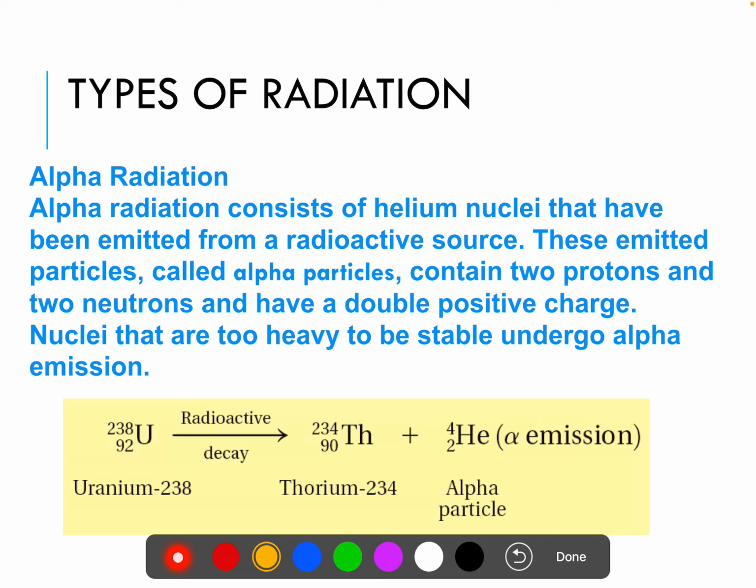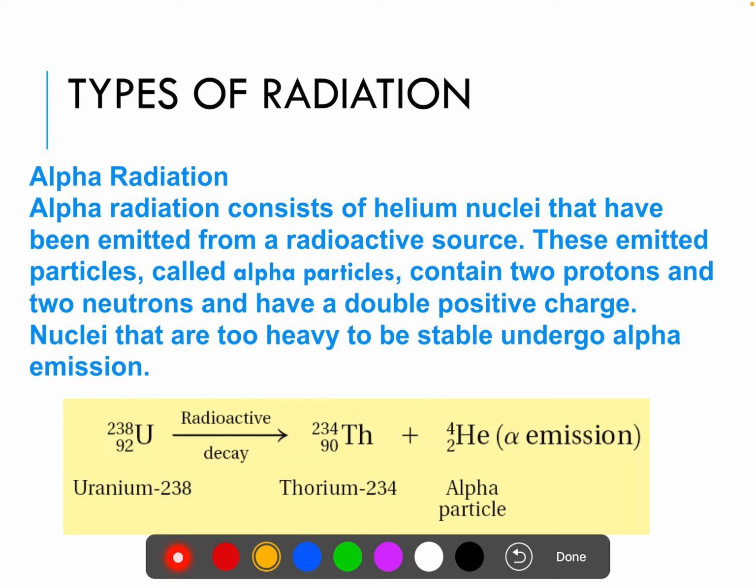So first type is alpha radiation. An alpha particle is a helium nuclei, and it just doesn't have any electrons with it. So they are emitted. It has 2 protons, 2 neutrons, double positive because you have 2 protons there with no electrons. This happens when a nucleus is too heavy to be stable. So if it's too heavy, it will emit an alpha particle, which is the biggest type, largest, and so that way it'll take the size down.